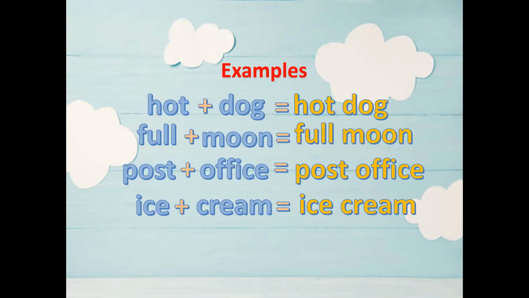Full plus moon is equal to full moon. As you can see, we leave a space; when we separate them, they are next to each other. So that means we have a different, open space. And the last one, ice plus cream, is equal to ice cream.